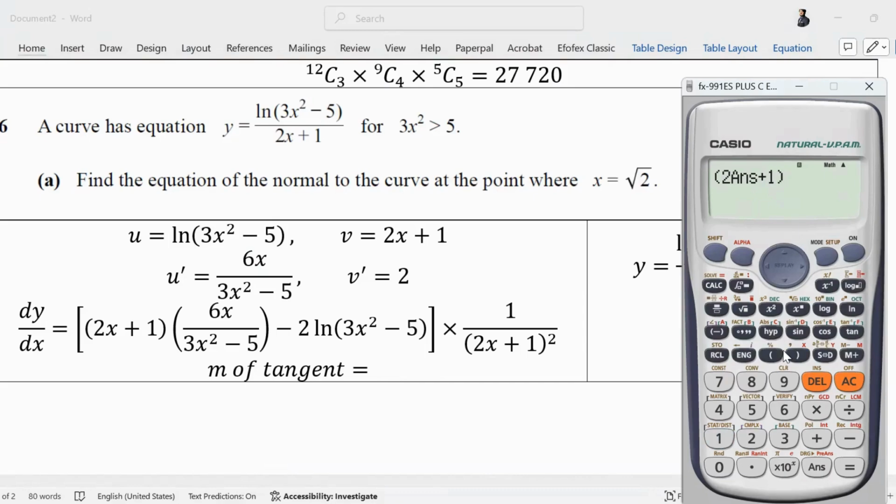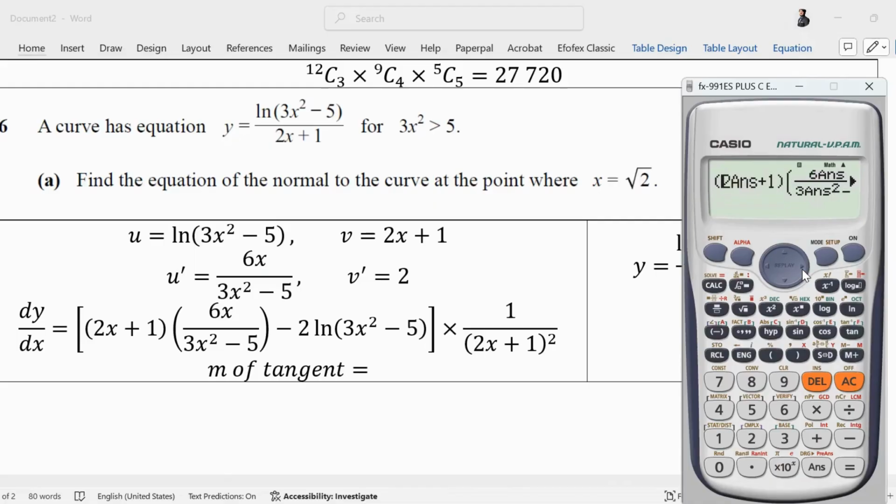I hope the calculator has enough space to do this. 6 answer upon 3 answer squared minus 5. Yes, you are right. We know ln 1 is 0, so this automatically became 0 for us. Into 1 upon 2 times answer plus 1 whole square.